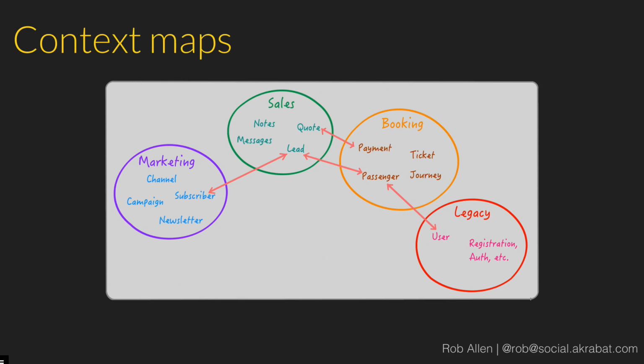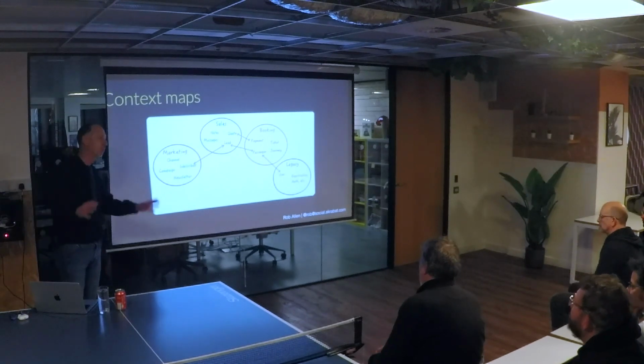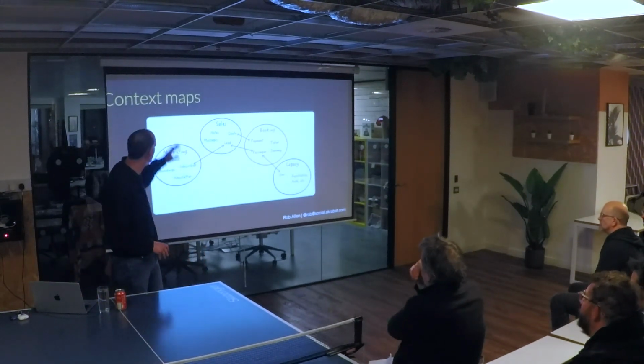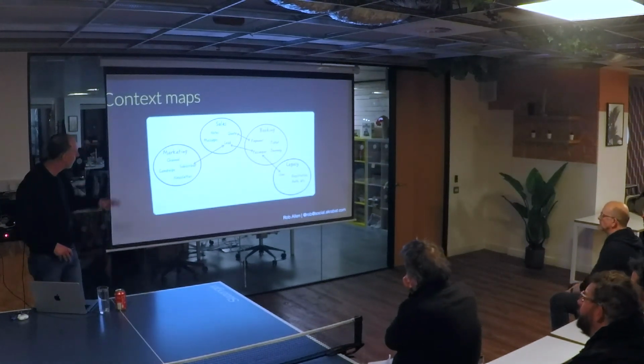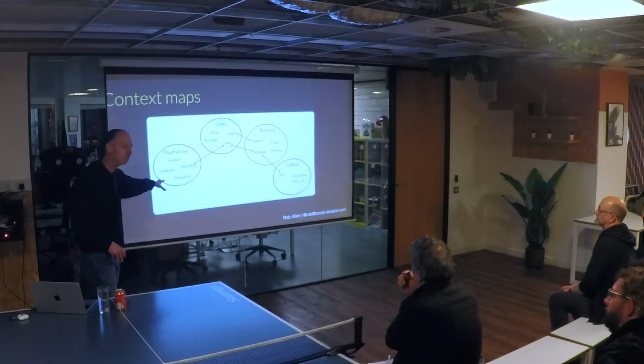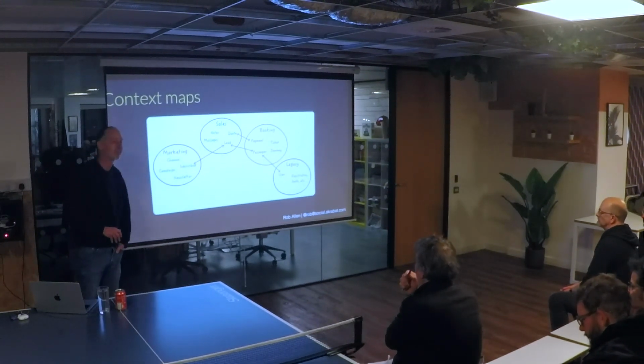Got all these contexts? To write it down, we have to give it a name because we are software engineers and we must have jargon. So our jargon is a context map. Context map is simply a pretty picture, or a not so pretty picture if I have to draw it, of all the contexts and how they link together.